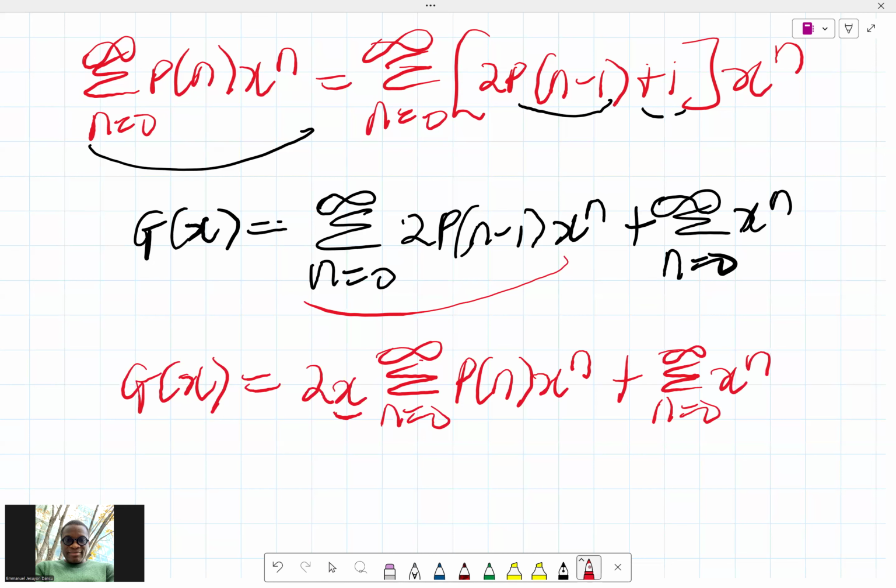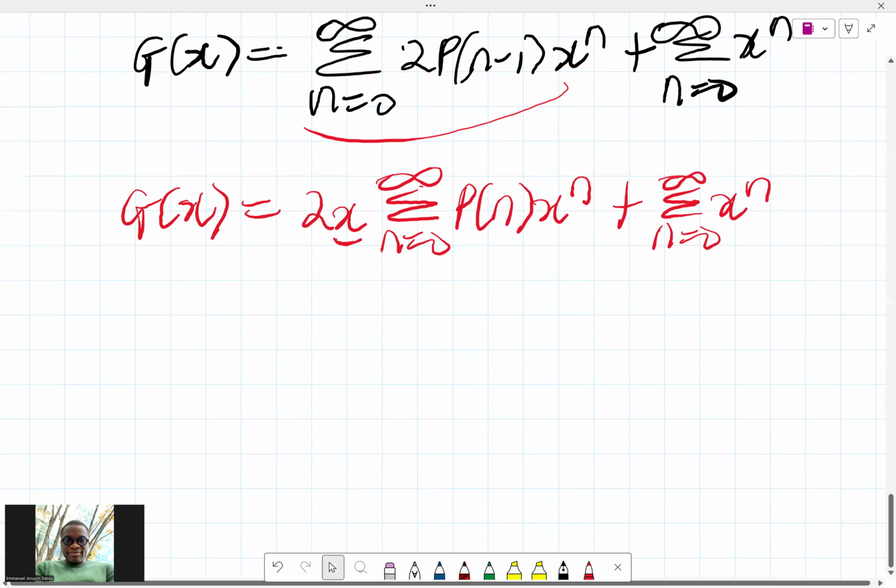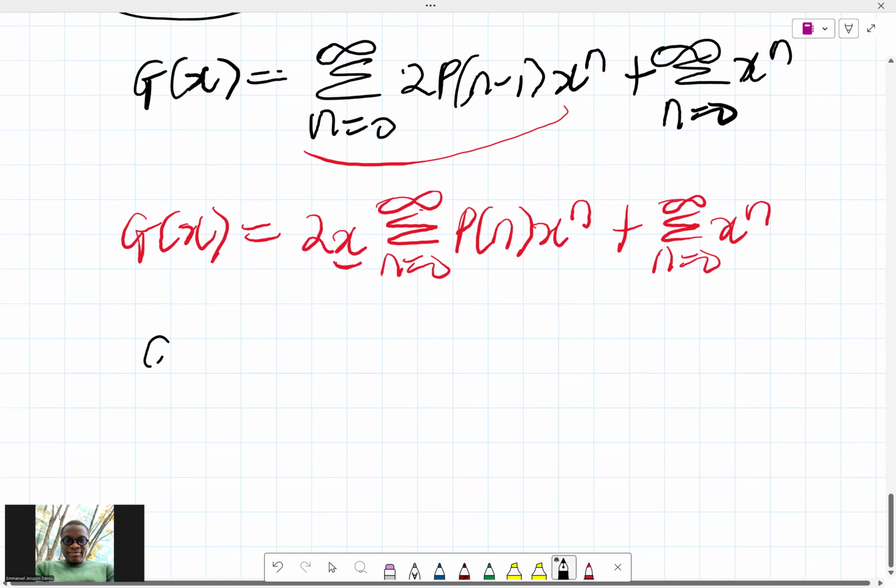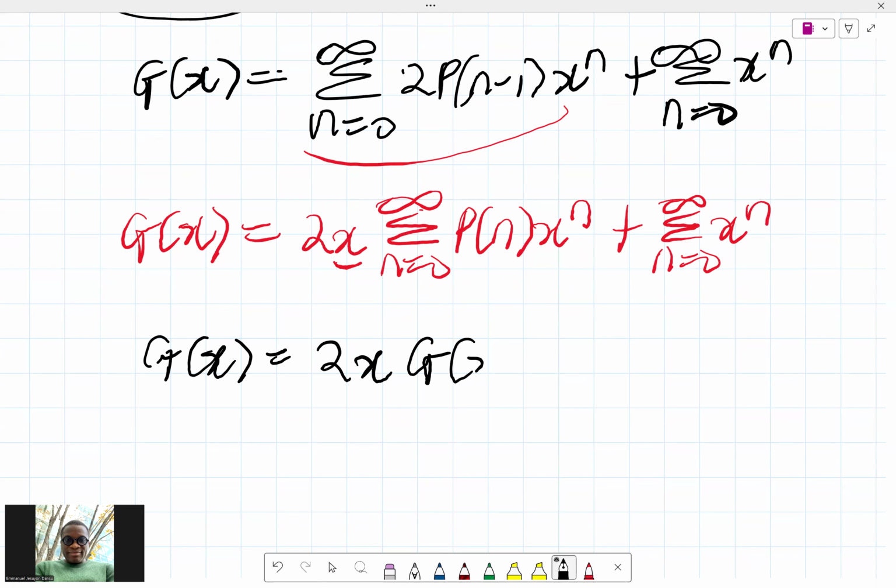Now, we already know what this one looks like. This is x raised power 0 plus x raised power 1 plus x raised power 2 plus x raised power 3. That is simply the geometric series we have come across a lot. So we can then say g of x equals 2x g of x, because now this is g of x, plus this is now 1 over 1 minus x, because it's a geometric series. We've seen that a whole lot before. So this is the expression we have, and at the end of the day, we need g of x.